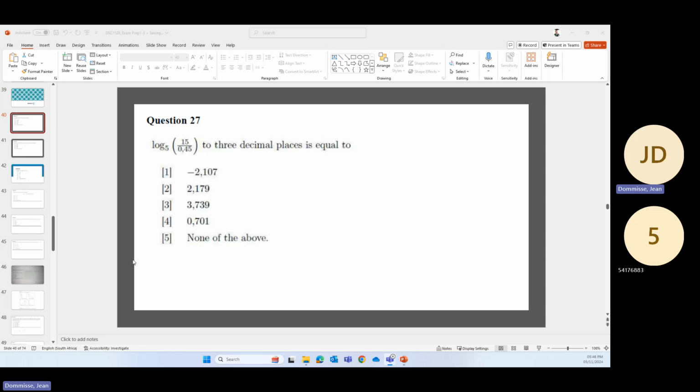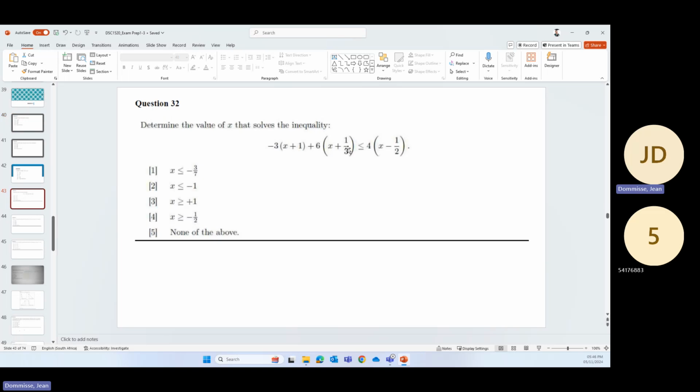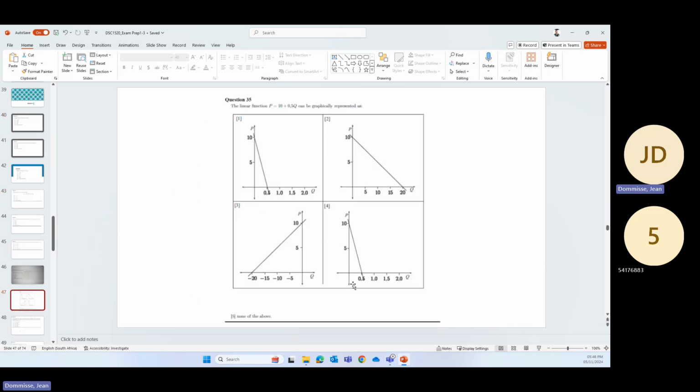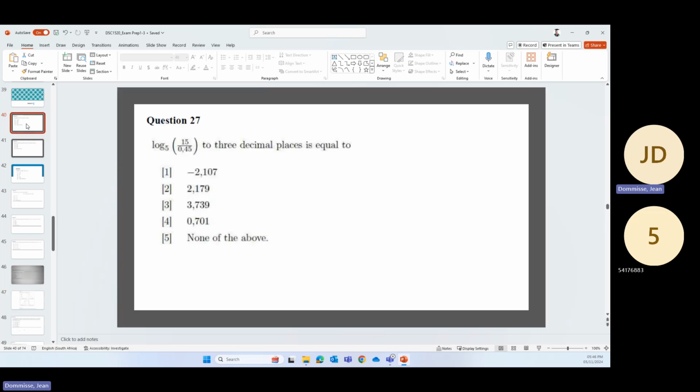Okay, so tonight it is a mixed match of questions. So you'll see we go into logs, we will go into inequalities later on, we will go into linear equations as well. And there will be some other questions as well.